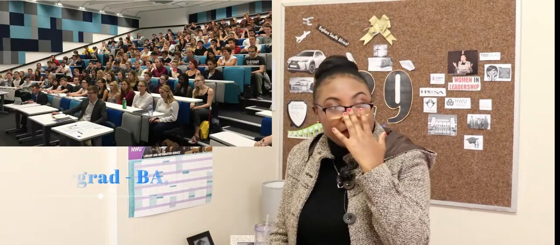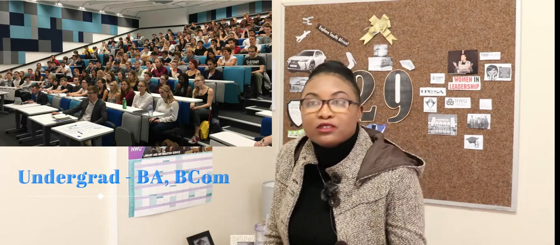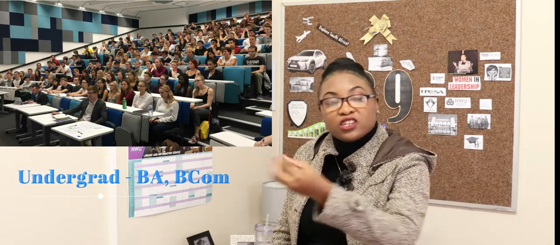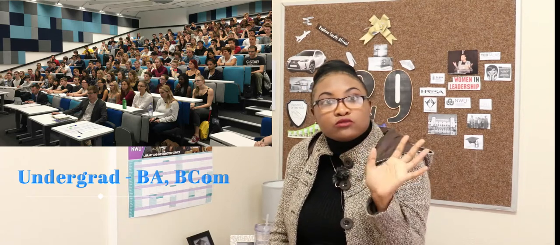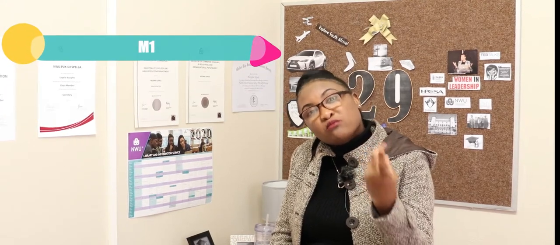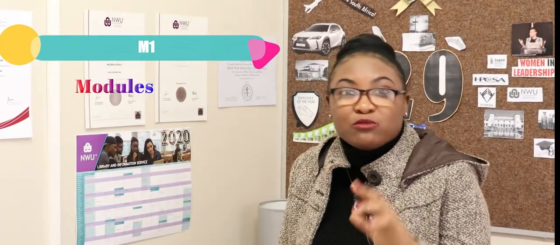So firstly, you will do your undergraduate degree, which is what I did, in either BA in industrial psychology and labor relations management, or BCom in industrial psychology and labor relations management, or BCom in industrial psychology and HR. I know other universities offer BCom industrial psychology as it is. And then after your 3-year degree, you will do your honors in IOP. In the previous video, I explained what happens with applying for honors, the whole selection procedure. And then afterwards, you will have to do your masters. Your masters comprises two parts: your M1 is your modules, because you have classes, and your M2 is your mini dissertation.